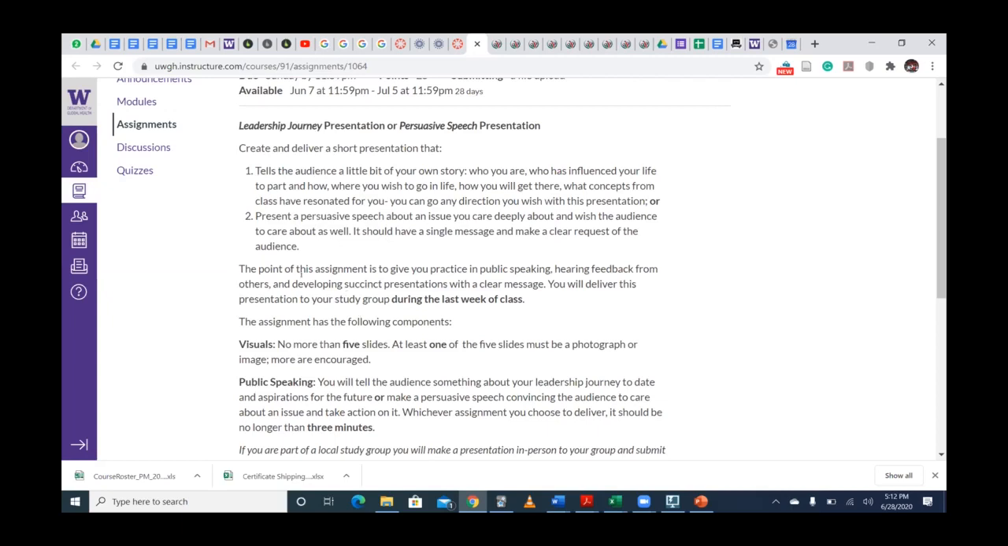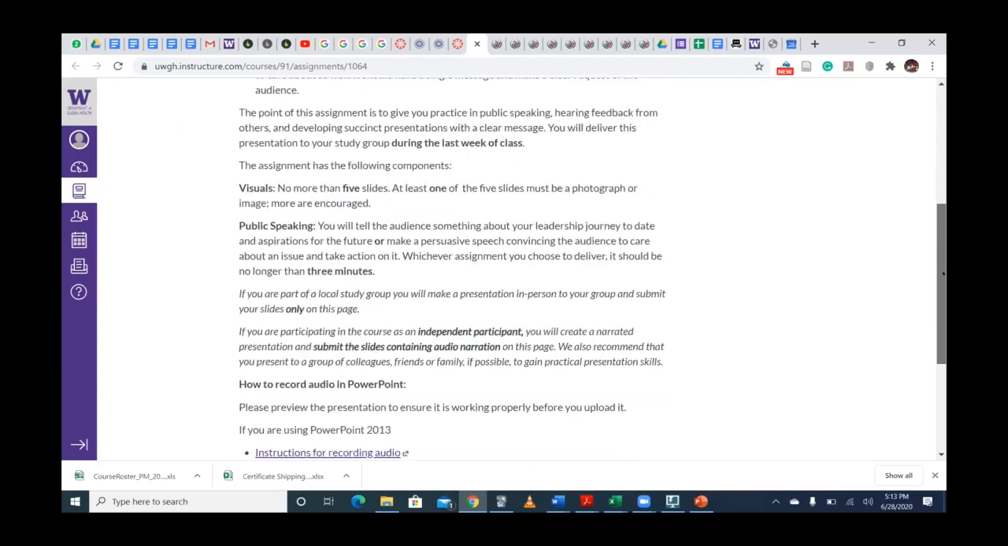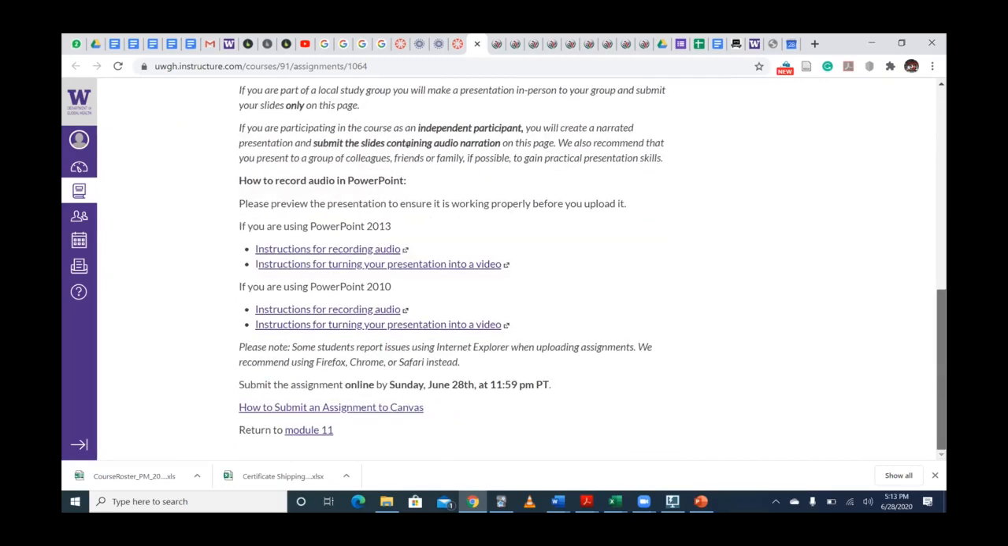You can see here, the point of the assignment is to give you practice in public speaking. It's to be presented in the last week of the class, which is what we are entering, and no more than 5 slides. Very important. Only 5 slides. One of the slides must be a photograph or an image. So some type of picture. Right. So these are some other details. This is for those who are independent participants. They get to record their PowerPoints and submit on the website, but we are presenting ours as part of a group.